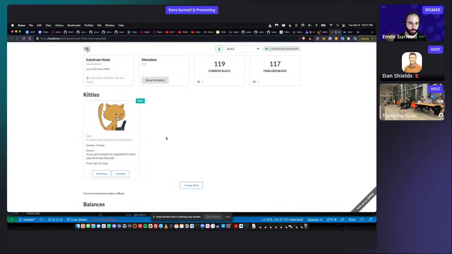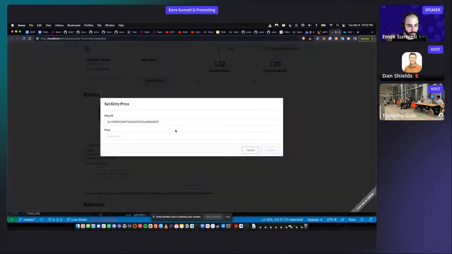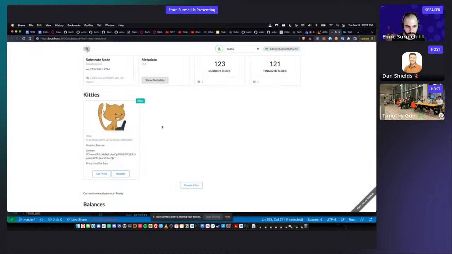Okay, so I just created a kitty on chain. This has a unique ID called the DNA. It has a gender. It has an owner, which is a wallet ID. And it has a price, which could be set as not for sale. But we can set a price on the kitty. We can say 100 units for this kitty.